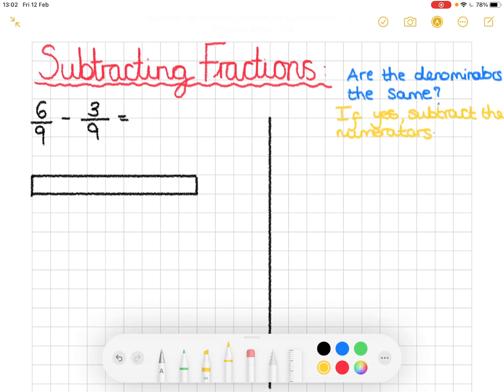I have my model drawn. The model is 9 squares long, and that's because our denominator is 9. First of all, just like before, we're going to colour code our fractions. So we've got 6/9 and I've got 3/9. Now I'm going to start with the larger number. When it comes to subtracting, the larger number always comes first. So I'm going to shade my 6/9. Out of a total of 9 squares, I'm going to shade 6: 1, 2, 3, 4, 5, 6.